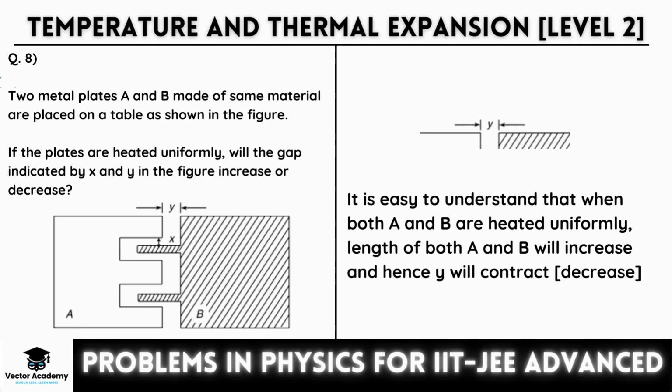It is easy to understand that when both A and B are heated uniformly, the length of both A and B will increase and hence Y will contract, that is, decrease.